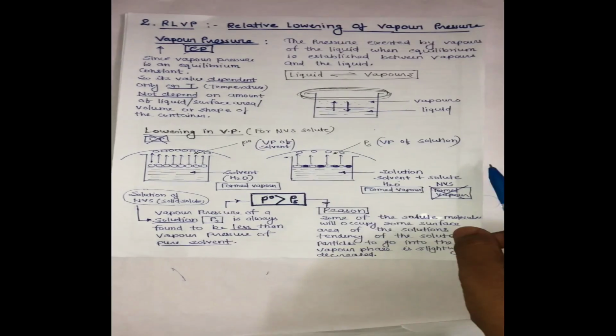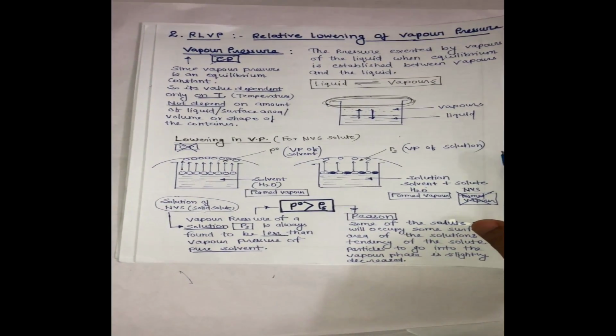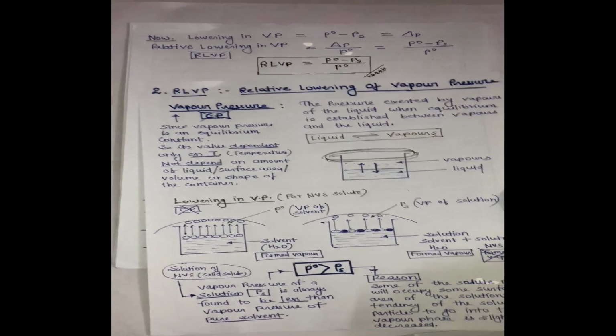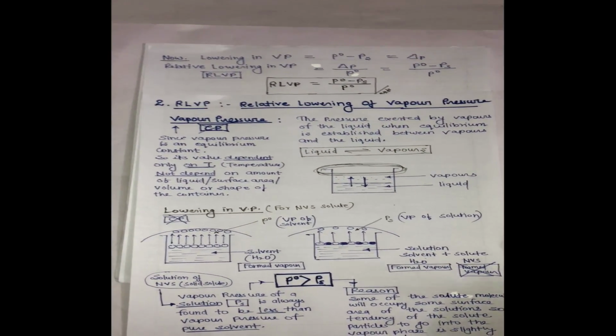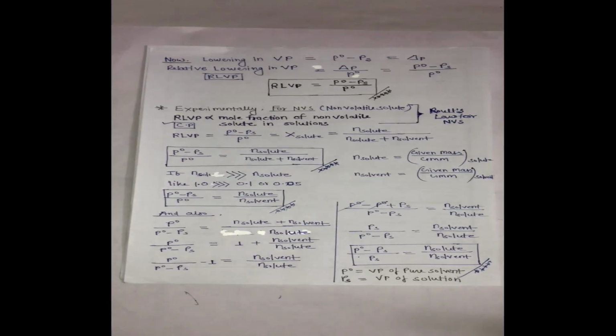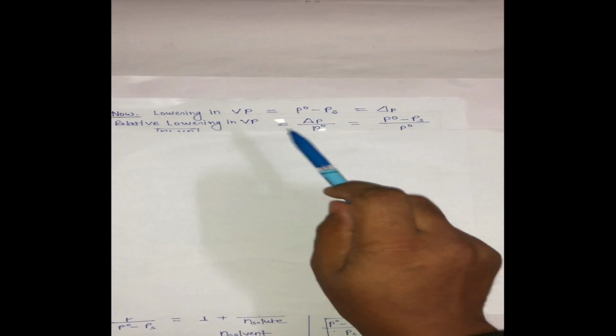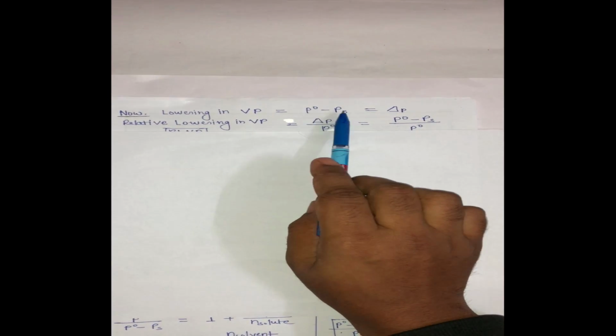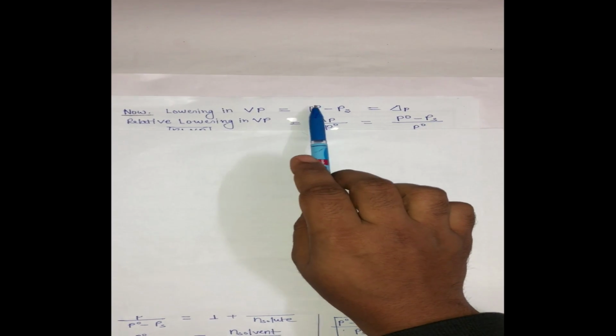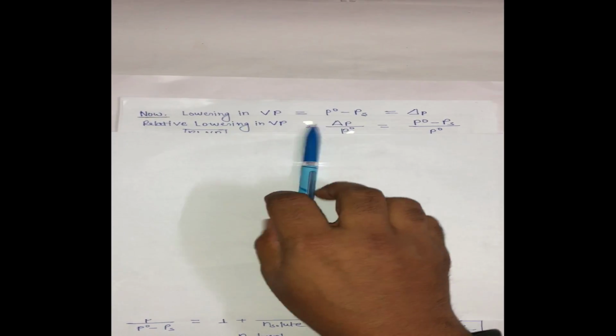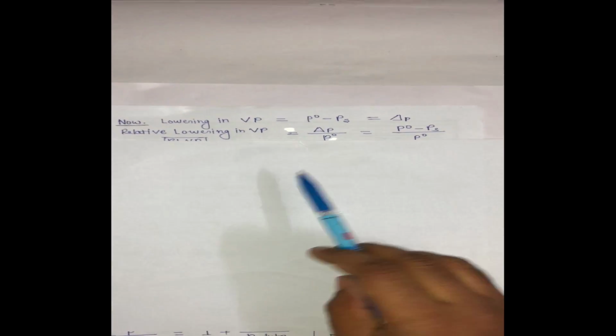NVS means non-volatile solute. So next, about lowering in vapor pressure. What does it mean? Simply, P naught is greater than PS. If P naught is subtracted by PS, because P naught is greater than PS, then we will get the lowering in vapor pressure, means how much the vapor pressure has decreased. It is equal to delta P.